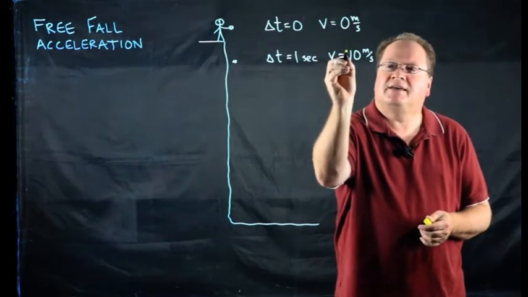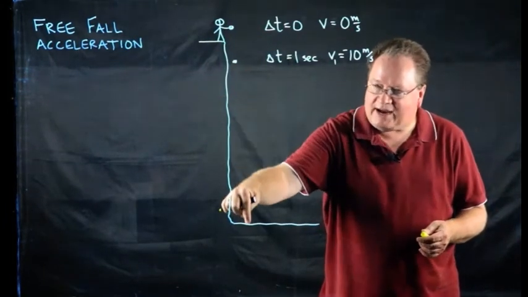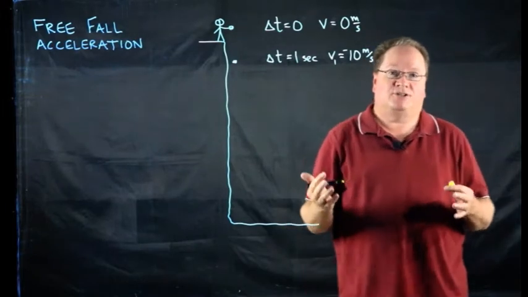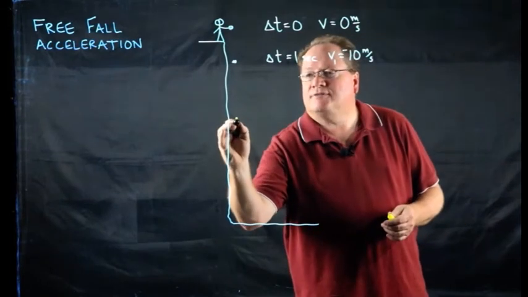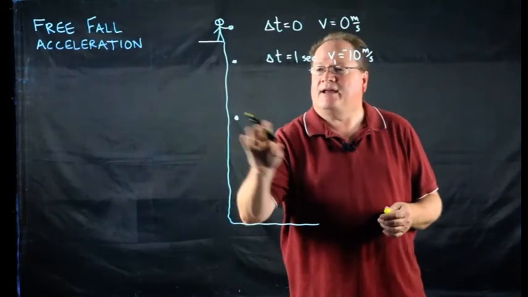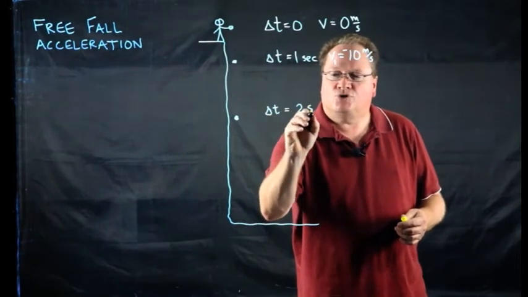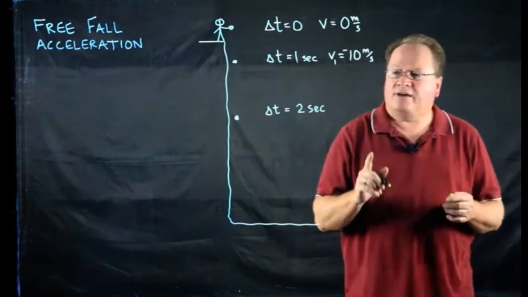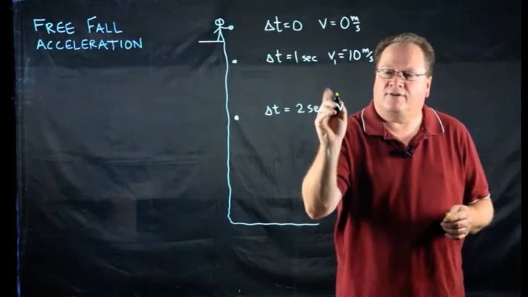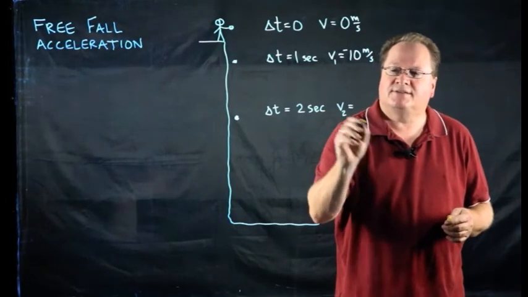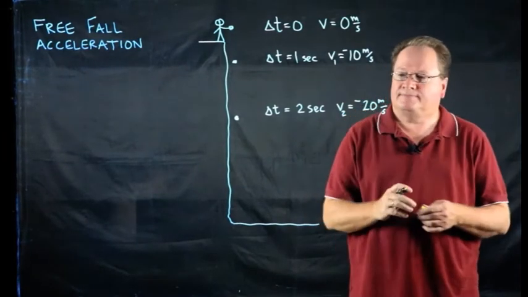And I'm going to say negative 10, since usually if it's moving in the downward direction, we call that the negative direction. Upward would be the positive direction. Okay? Now, after 2 seconds, our rock's going to be about in this position. So our new delta t is going to be 2 seconds. And if we could measure that velocity at that moment in time, we would find that our velocity after 2 seconds is going to be negative 20 meters per second. Okay?